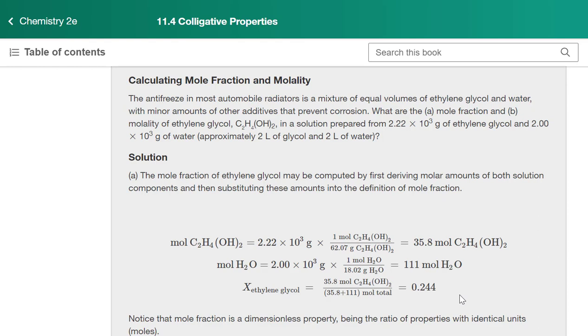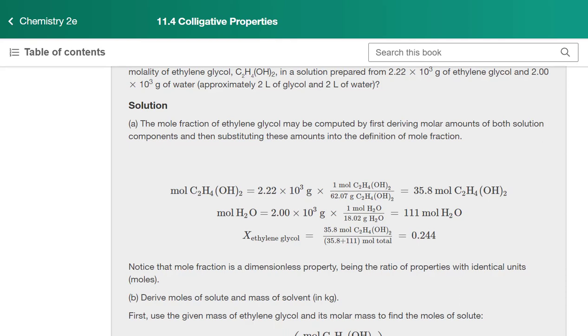When you're finding mole fraction, just a hint here, it should always be a number between 0 and 1. There's never a case where it would be more than 1. It is a dimensionless property because it is a ratio, mole to mole. So just be aware of a few things there. So that's part A. Let's discuss part B.